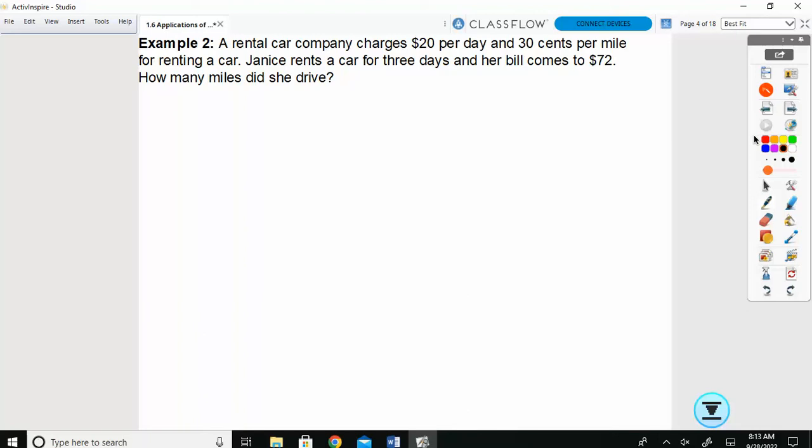So the first step, we have to define the variable. Your variable is what you're looking for. What question did I ask you? How many miles did Janice drive? So pick your favorite letter, M. And what is M? The number of miles. Is there anything else I don't know in this problem? No, that's my only unknown. So step 1, identify the variable. You got a point right there. Step 2, there are no other variables. So we're ready to go to step 3, writing an equation.